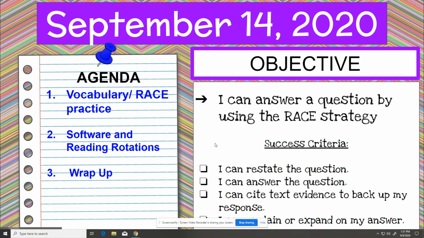But because we're taking Evaluate this week, I decided to have those virtual kids do the same thing for practice on both days. So your objective is: I can answer a question by using the RACE strategy, along with, it's not up here, learning new vocabulary and using it properly in a sentence.